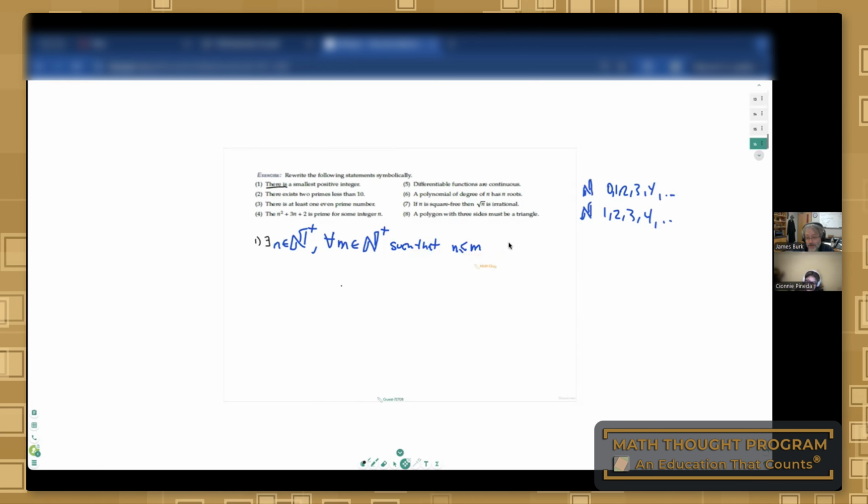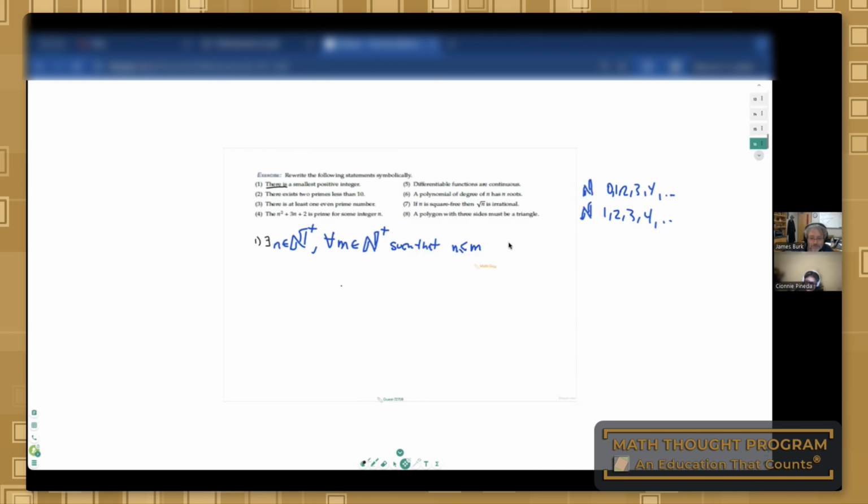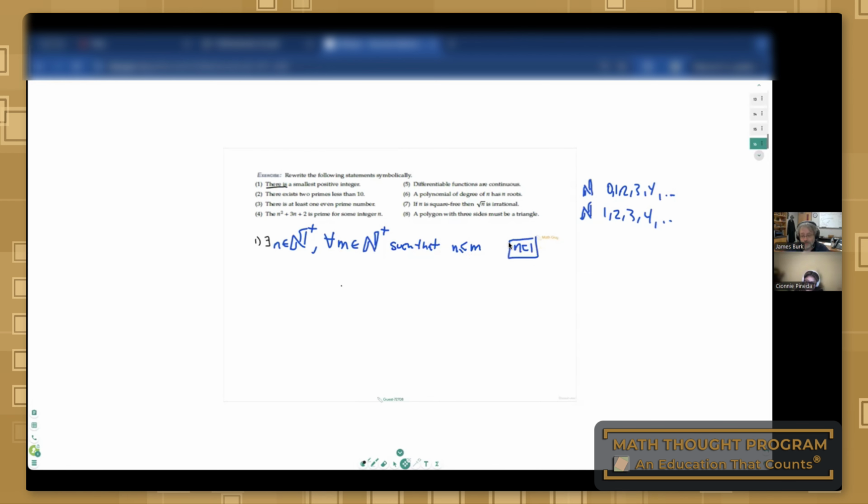Okay. Can you find a number that has that characteristic? Absolutely. 1. It's the smallest one out there.